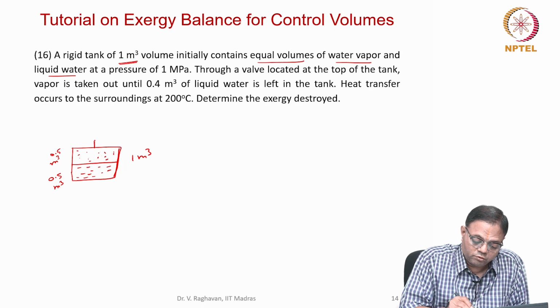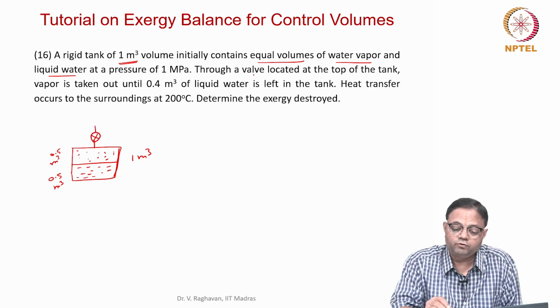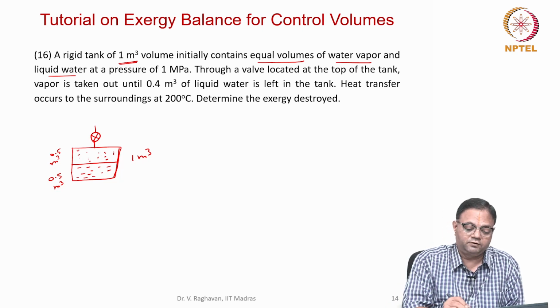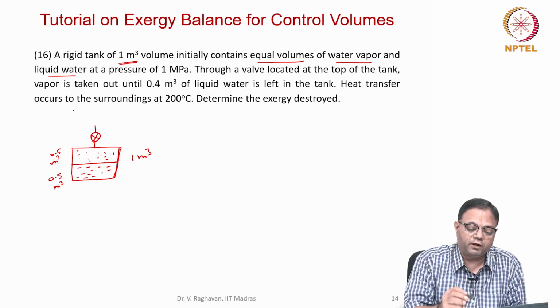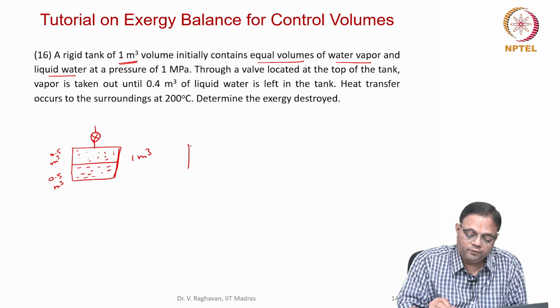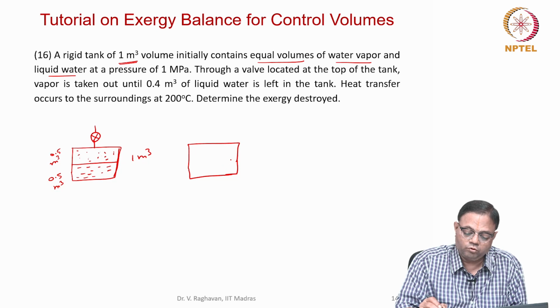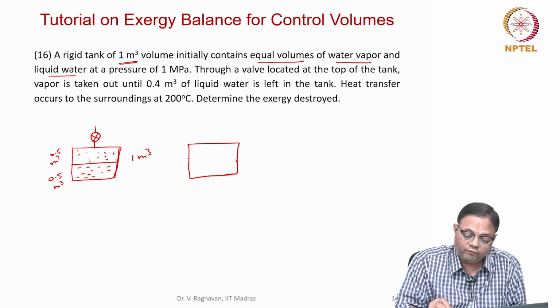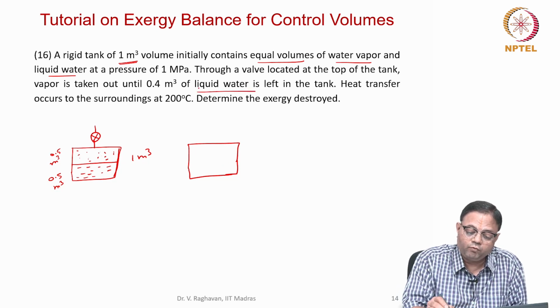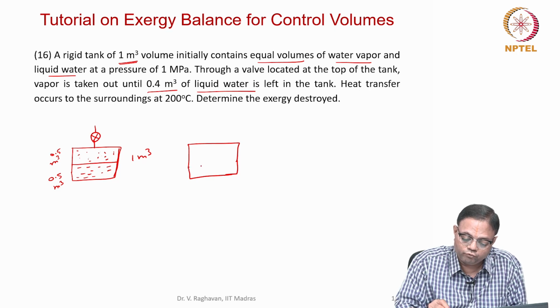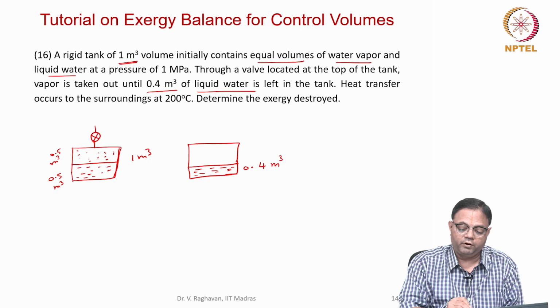So now there is a wall located at the top of the tank, and through it vapor is taken out. So that finally the liquid water occupies 0.4 meter cube. For example, like this, liquid, this is 0.4 meter cube. Initially it was 0.5 meter cube.